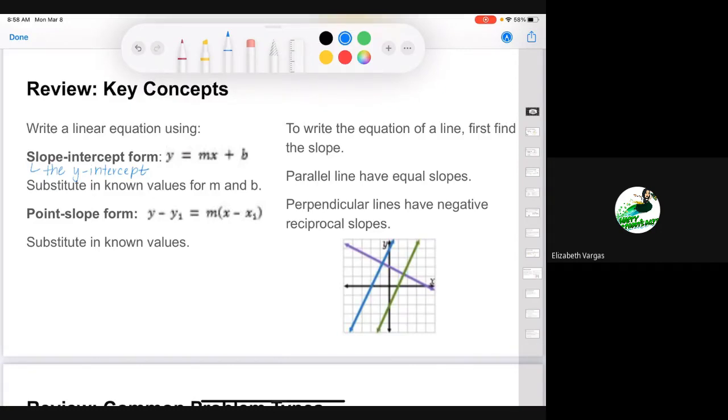Okay? The next thing we looked at was the relationship between parallel lines and perpendicular lines. So parallel lines have equal slopes, so they are the same. And then perpendicular lines have negative reciprocal slopes. Again, how do we identify the negative reciprocal? We flip the fraction and then change the sign. Right? And that's how we find the negative reciprocal. Any questions about any of these two topics that we have here? Questions? Okay.